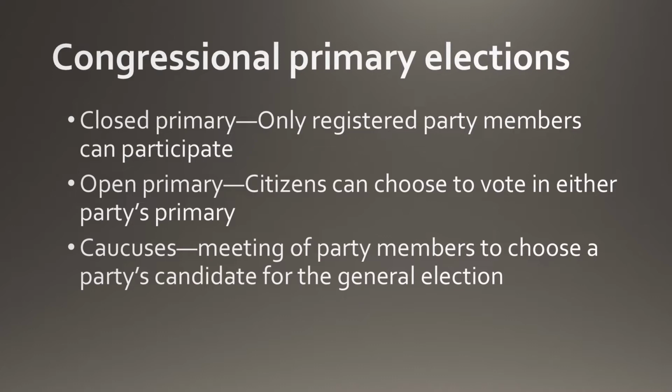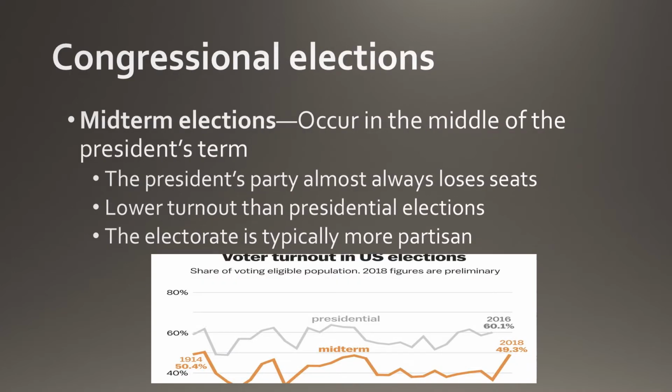So if a state has a closed primary, of course, only registered party members can participate in that. If it's an open primary, then citizens that are registered to vote can choose which party's primary they want to participate in. Again, they must choose, they can't do both. And some states have caucuses, again, this is a meeting of party members in which they choose the party's candidate for the general election. So those three things, there's nothing really new there from the presidential side.